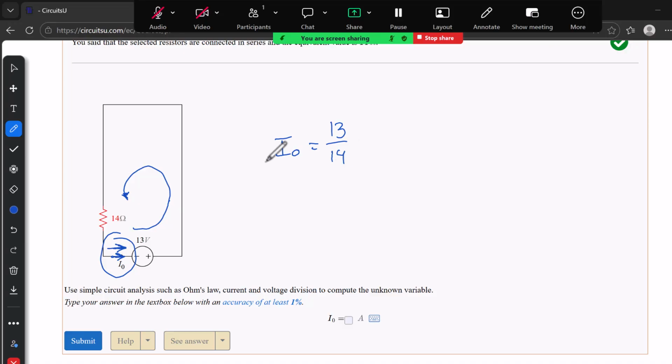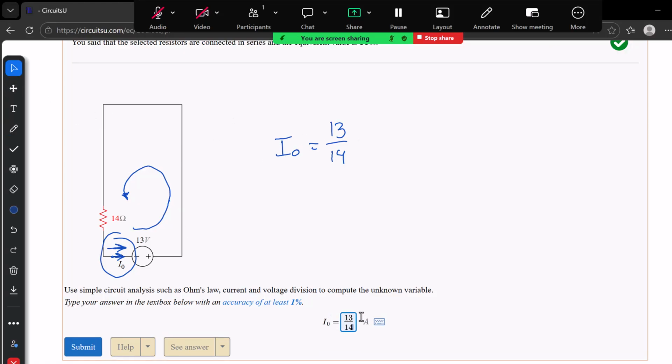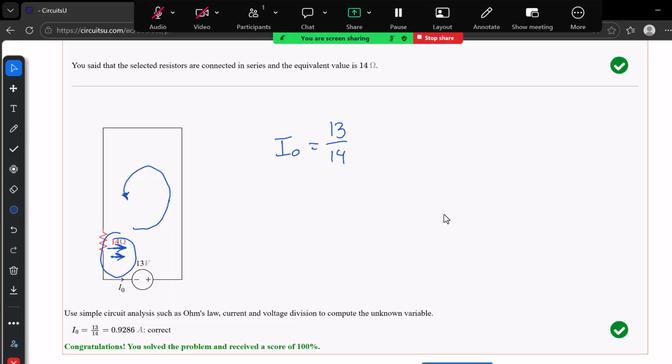Now, the nice thing about CircuitsU is that it lets you just put the fraction here, and then it will give you the answer in decimal form, or you can also use the decimal form here. And this is how you do a source transformation, a simple source transformation using CircuitsU.